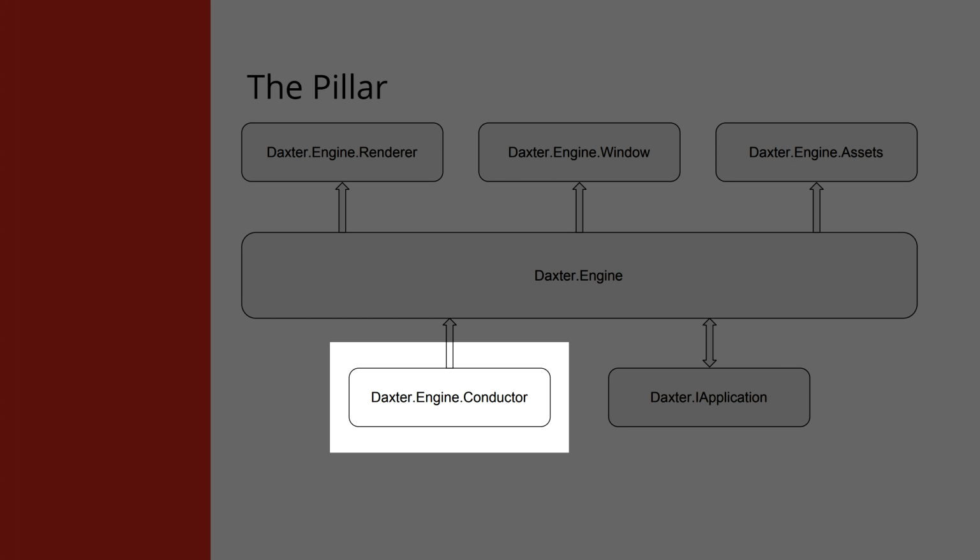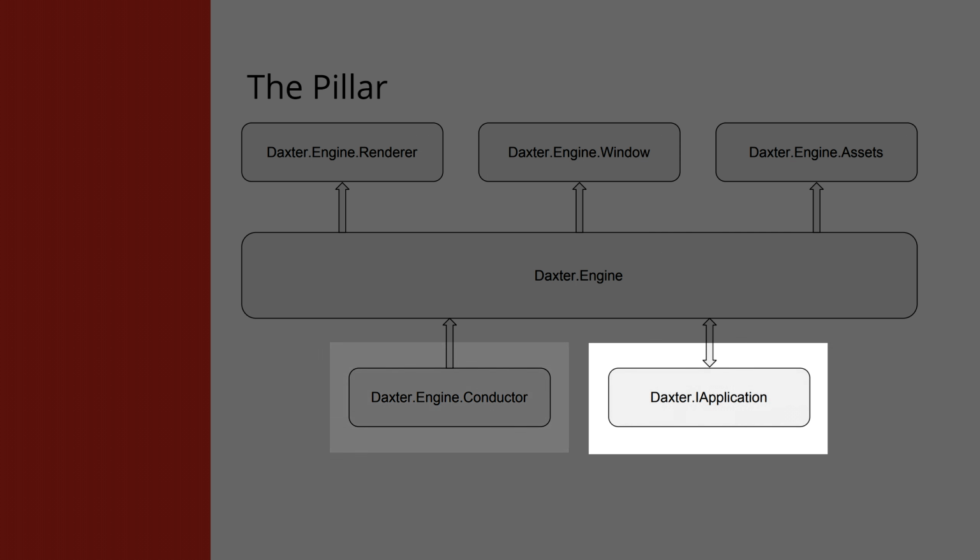Third, we see the conductor interface. This is a system used to manage all others within the engine. This is external from the core engine to ensure it can be overridden if required. Finally, we see the application interface. This is the system defined by the user of the engine and defines the game logic.